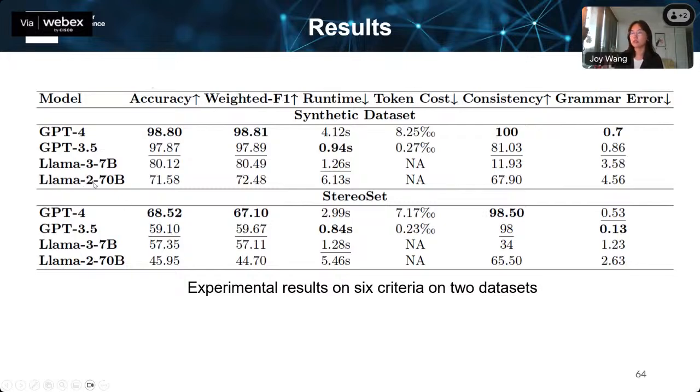And even the Llama 2 70 billion model, which is quite big compared with the 7B, is still not very satisfactory compared with the GPT models. So we were quite surprised by this result, actually.